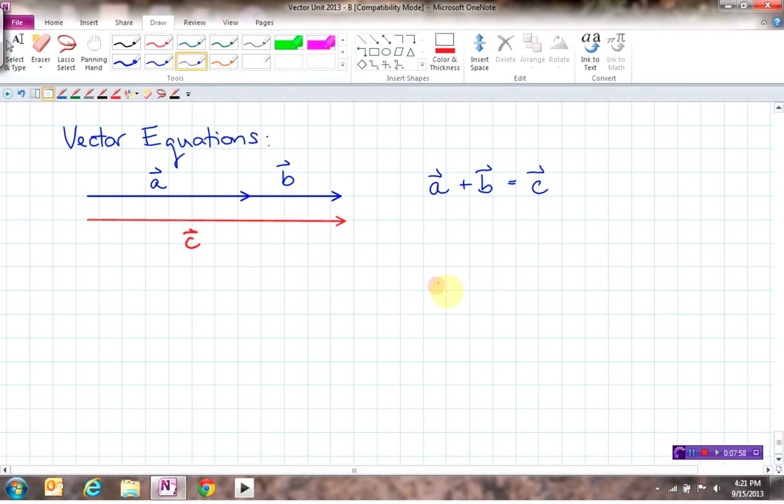What if I said I want you to take vector A, but I don't want you to add it. I want you to subtract vector B from vector A, and I'm going to get vector D that way if I do it. What does that actually mean? What does A minus B vector actually mean?